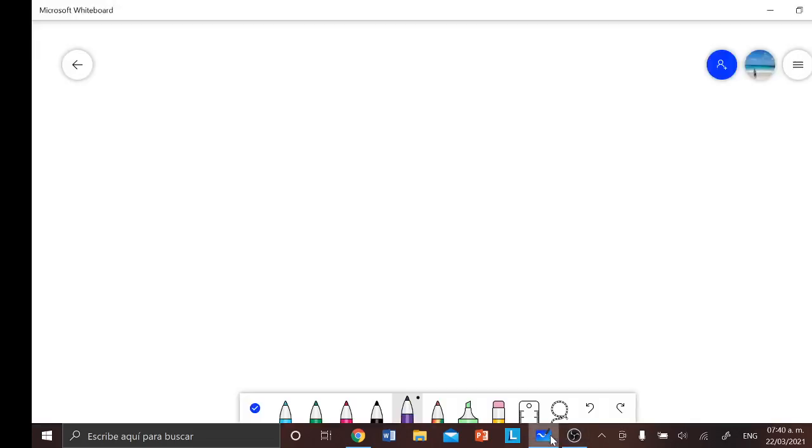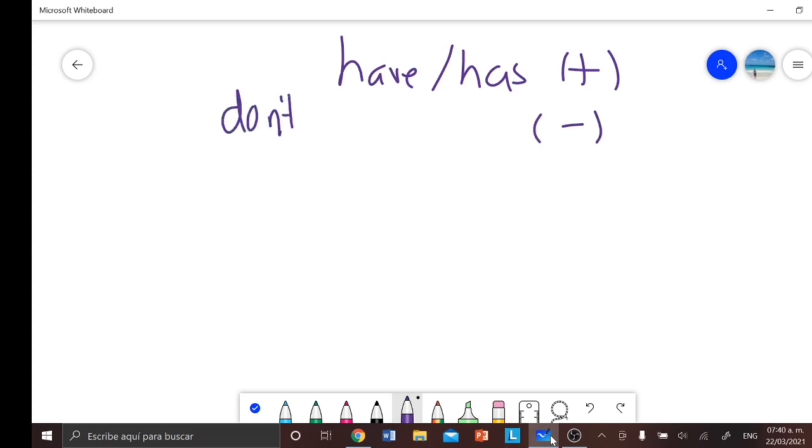Hello class, good afternoon. Today we are going to continue with the following topic. It's pretty much related to the one that we saw of have and has. But in this case, we already know how to use it in affirmative form. We already know how to use it in negative form, which is the one of don't have and the one of doesn't have, right?